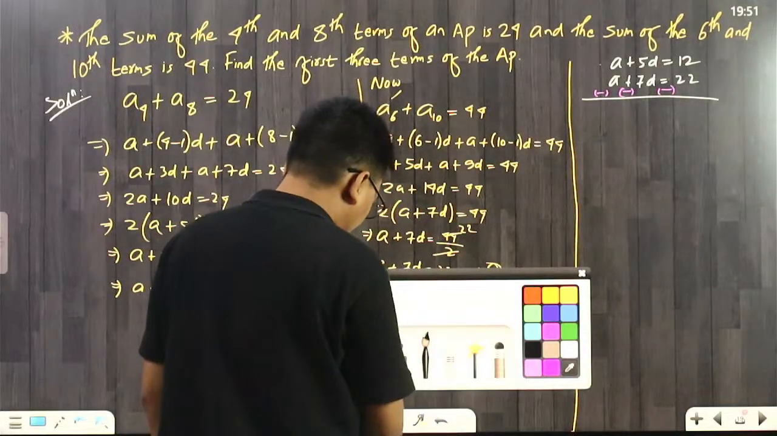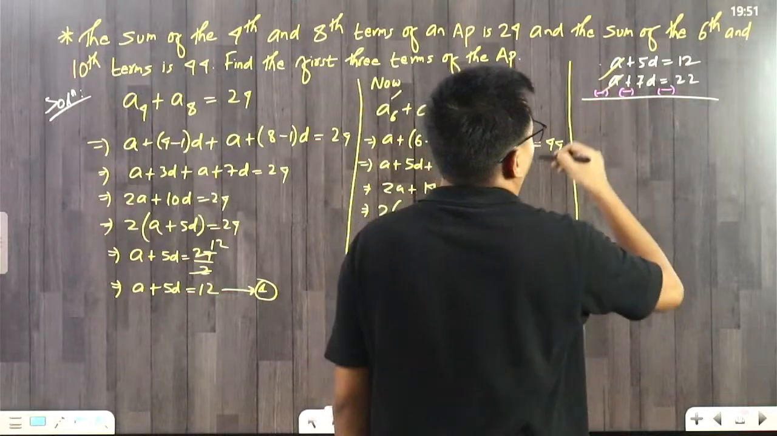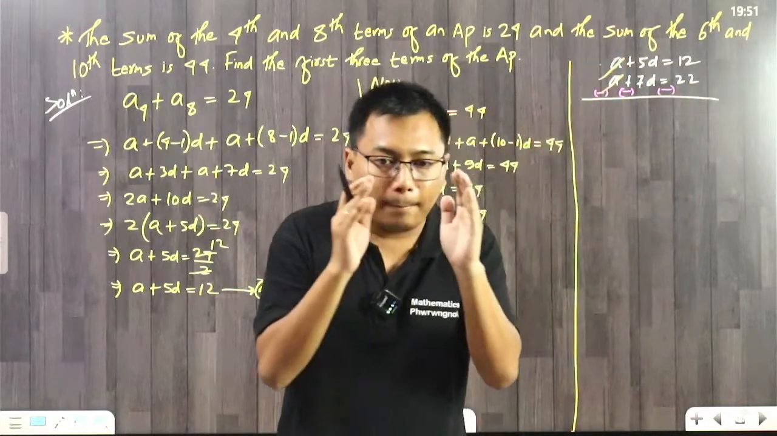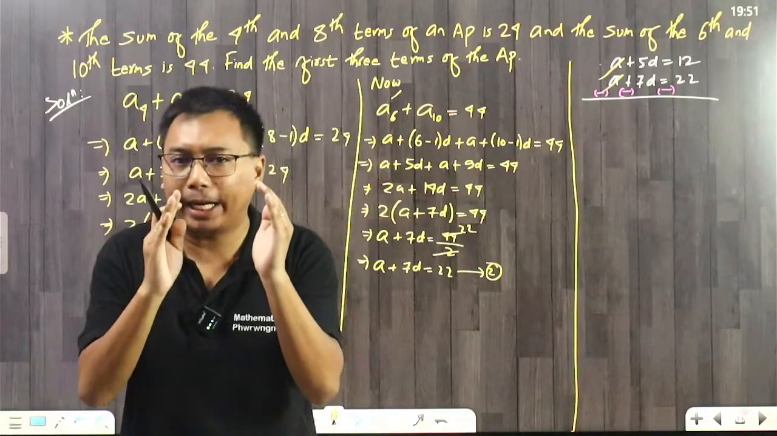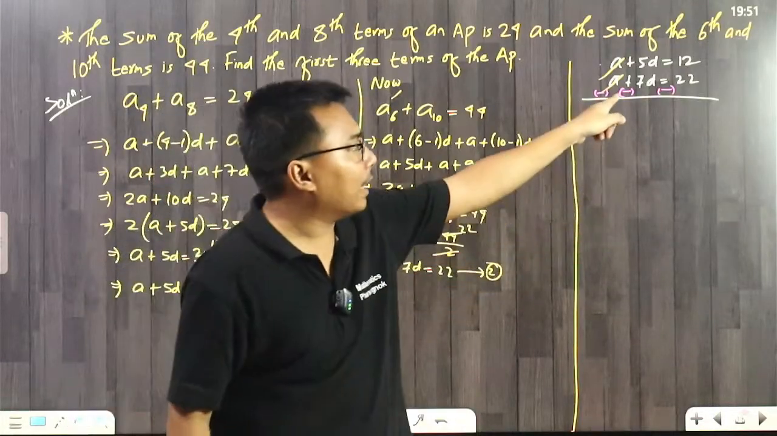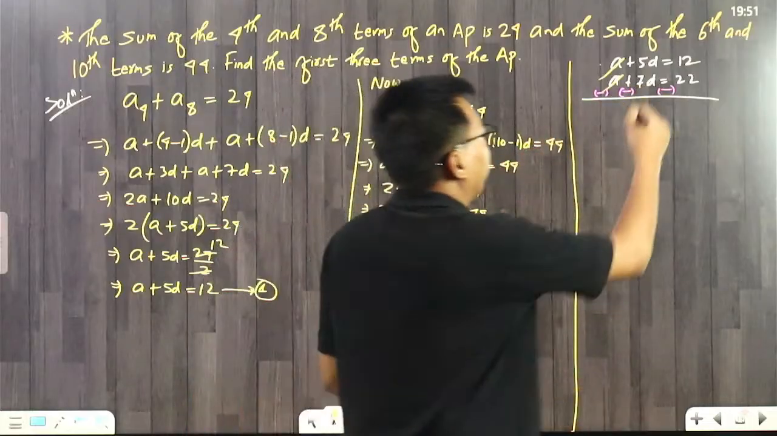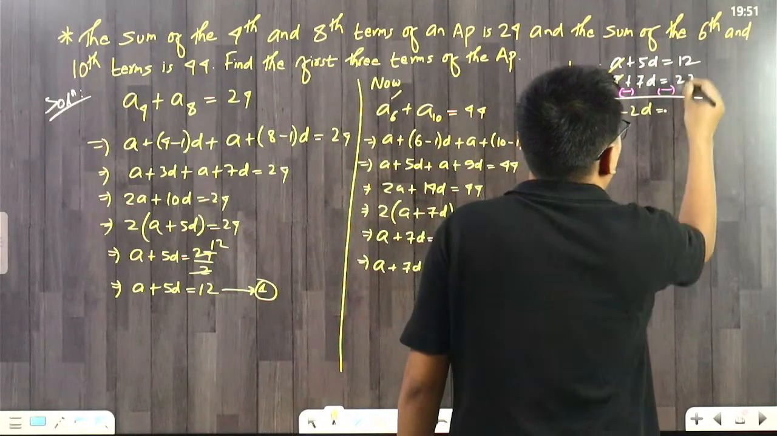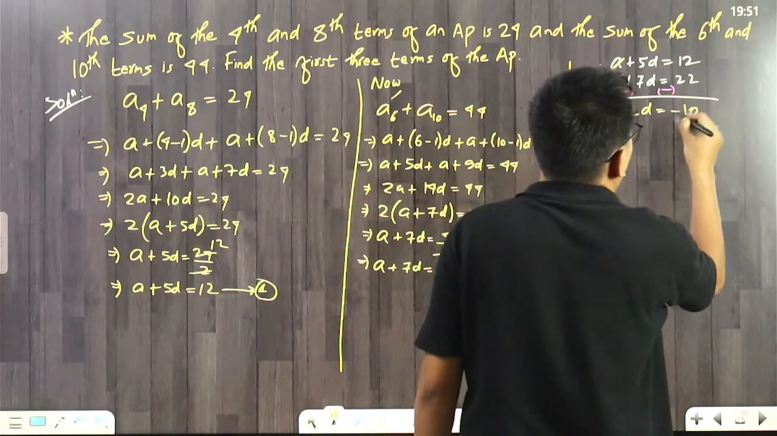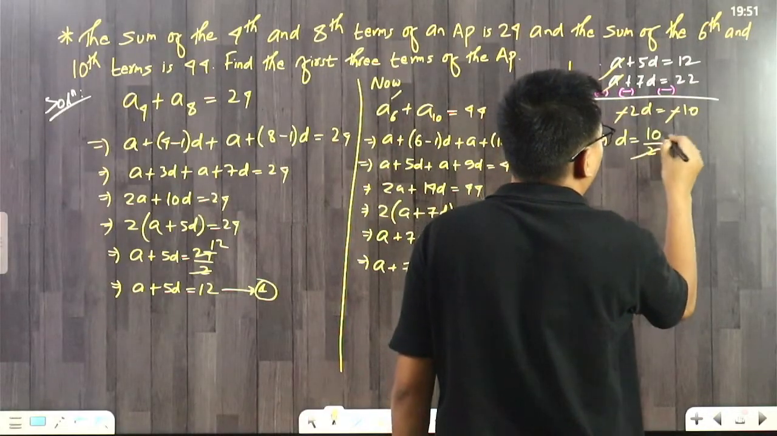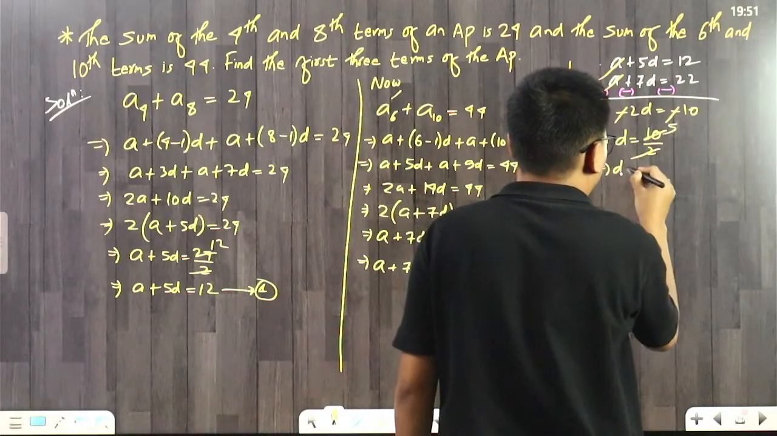Now we shall carry on. Plus A and minus A will cancel each other. Plus 5 minus 7. Now, the sign inside the bracket is the original sign. So 5 minus 7 will be minus 2D. 12 minus 22 will be minus 10. The minuses cancel each other, so we get D is equal to 10 by 2. Divide it, we get 5.